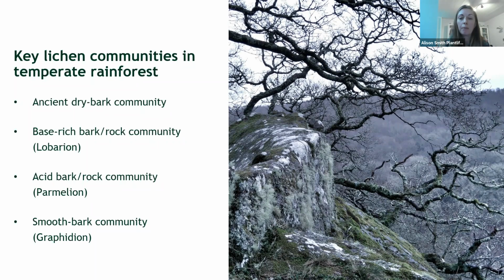So if you own woodland or manage woodland, this will give you an indication of what to look for, particularly if you're in a temperate rainforest area, what to look for to see if you might have something interesting.